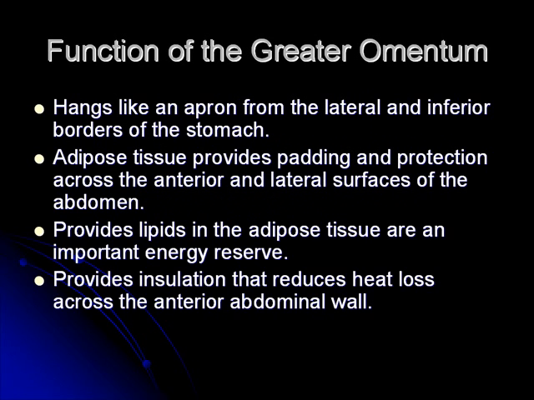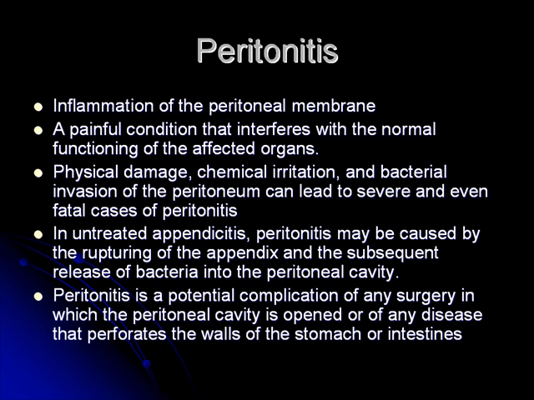The function of the greater omentum: it hangs like an apron from the lateral and inferior border of the stomach. Adipose tissue provides padding and protection across the anterior and lateral surface of the abdomen. It provides lipids in the adipose tissue, which are important as an energy reserve. It provides insulation and reduces heat loss across the anterior abdominal wall. Now, inflammation can occur in the peritoneal lining, and this is referred to as peritonitis. It's a very painful condition.